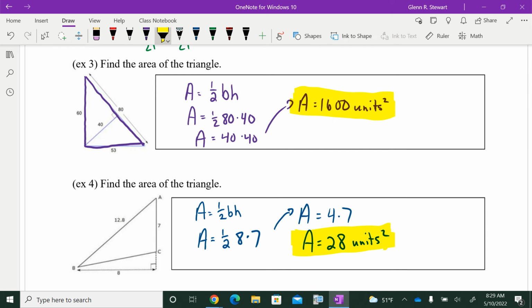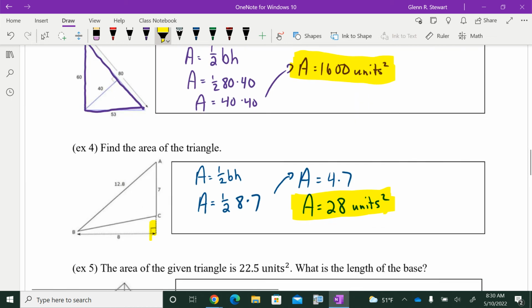In that case, how do you know what's the base? Base and height always form a 90-degree angle, so it wouldn't be the 12.8. Like on the other one, the 80 and the 40 created the 90-degree angle, so we had to use those. So in this one, we'd have to use the 8 and the 7 because they also form the 90-degree angle. No, that's a good question.